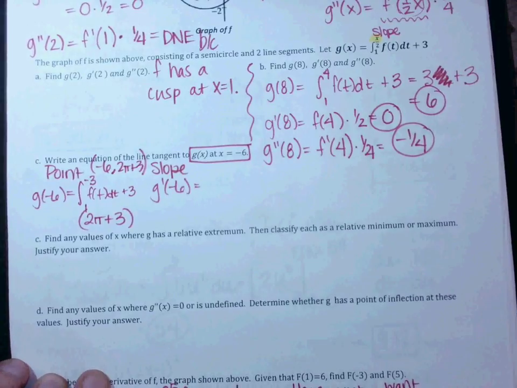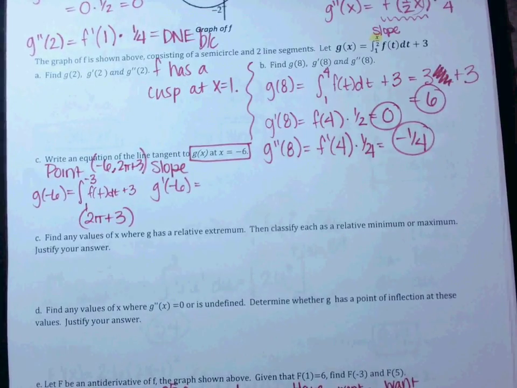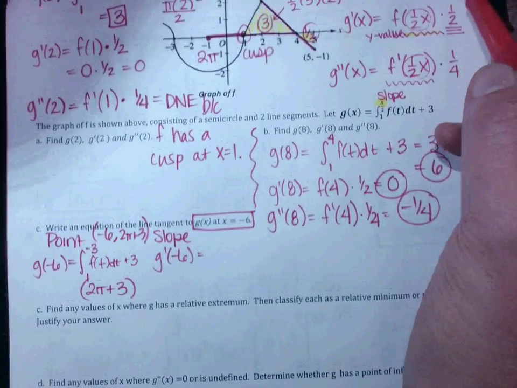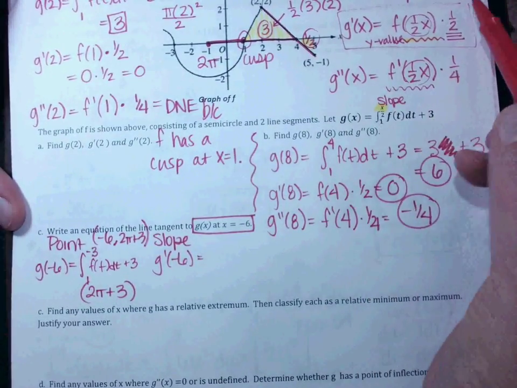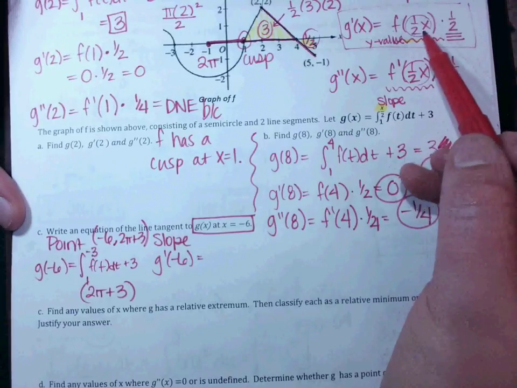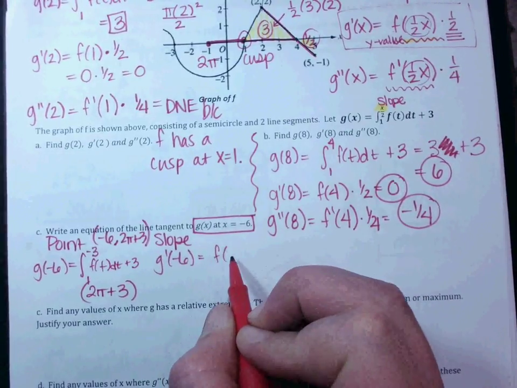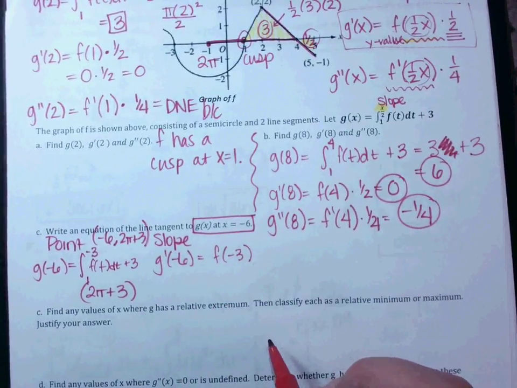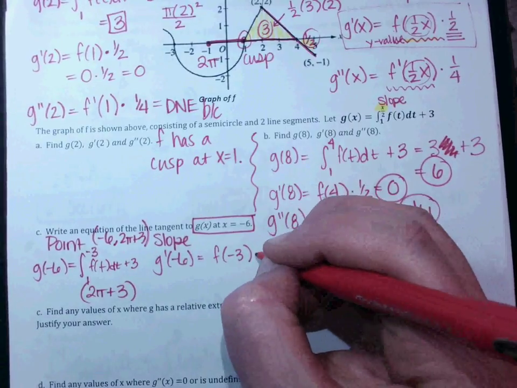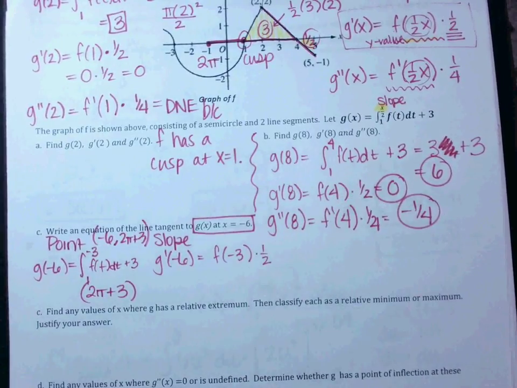Okay? Next thing I want is my slope. Remember, my slope is g prime. So we're plugging into this one right here. So it'll be f of, what's half of -6? 3. F of -3, and then times a half. Okay, look at your graph at -3. What's your y value? 0. Half of 0 is 0, so your slope is 0.